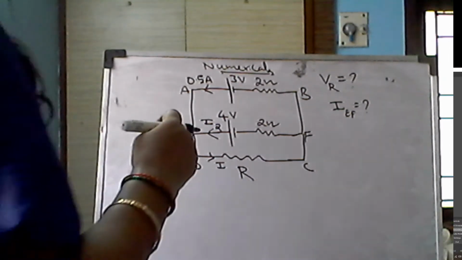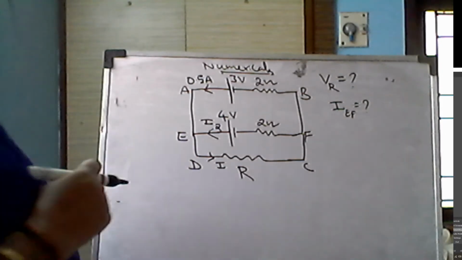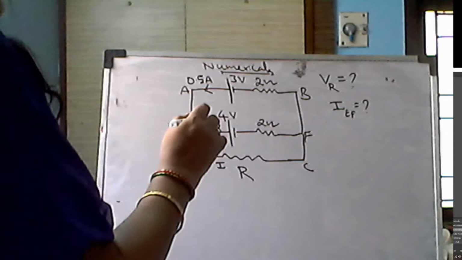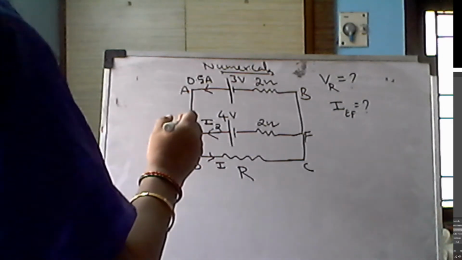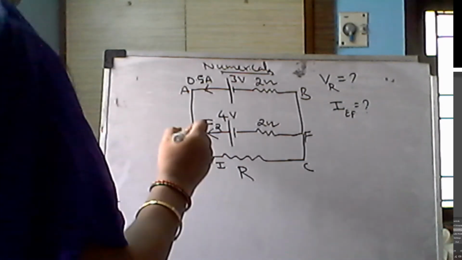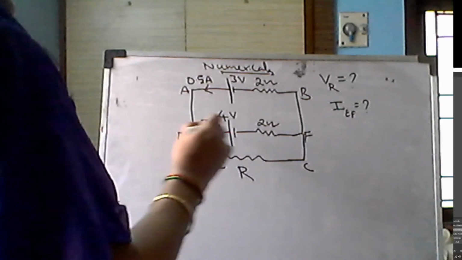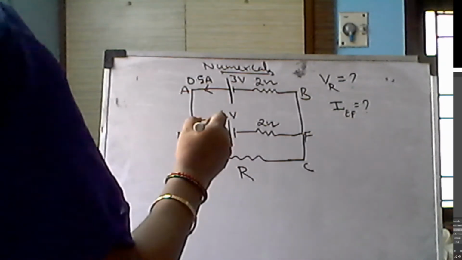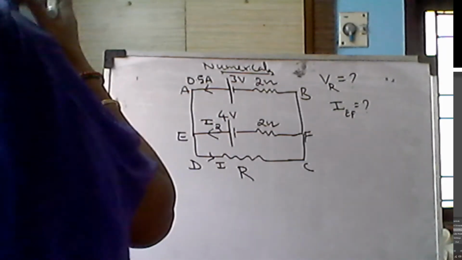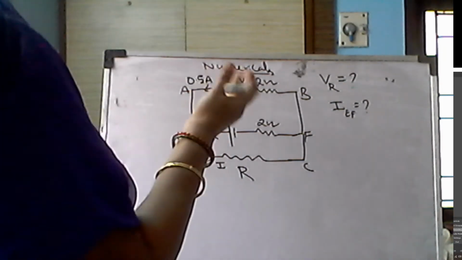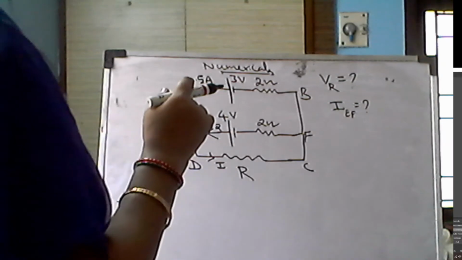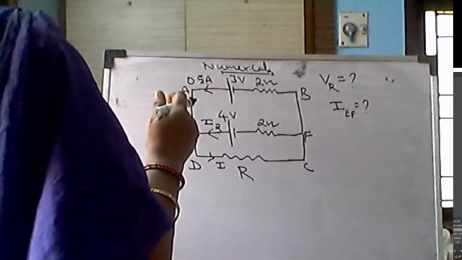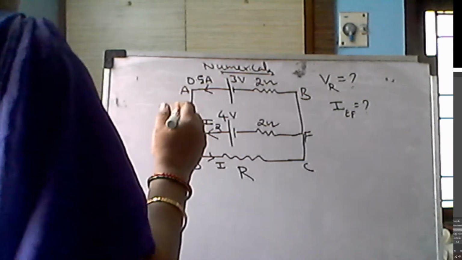Now you have to apply Kirchhoff's second rule for the mesh. If you apply it for the mesh, we can start from here, this is the greater voltage. You can take either this side or that side, any side you can take. So now you can take the potential drop across R, which you have to find out.